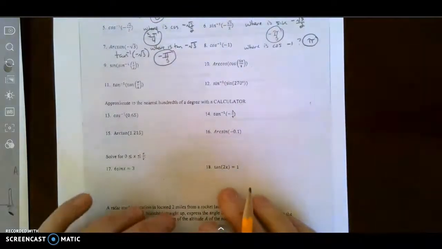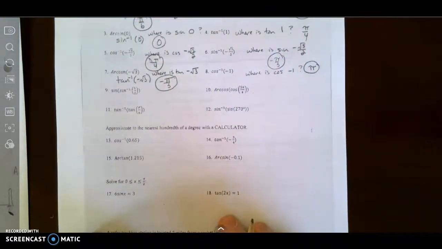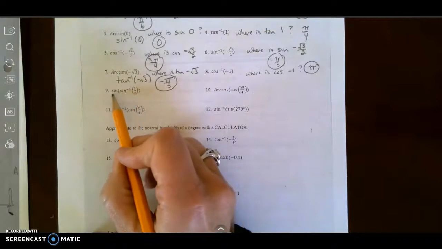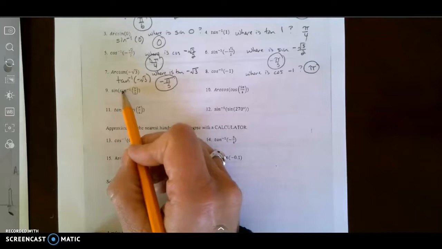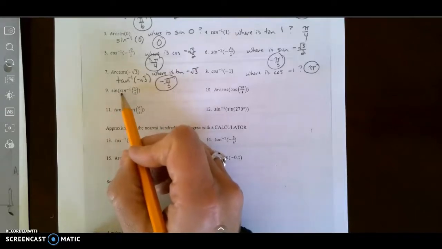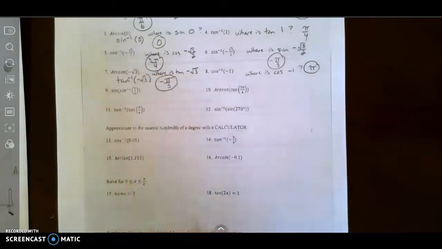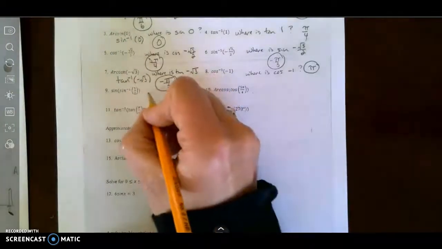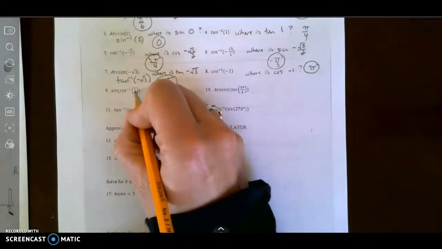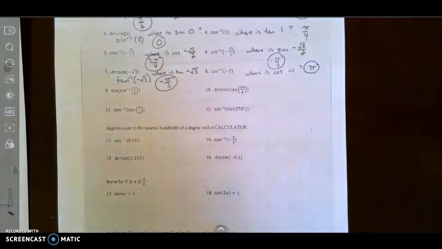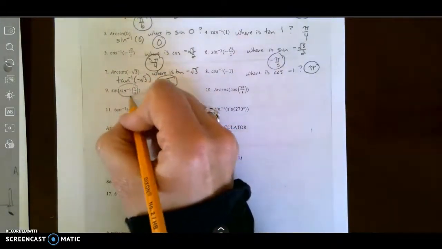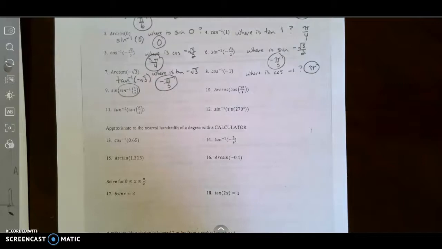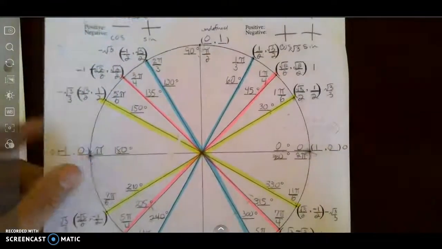All right, now here they're saying find the inverse and then find the sine. Now a lot of times we think, well, wouldn't they just cancel each other? Sometimes they do, sometimes they don't. So we need to look at the unit circle so that we always work from the inside out. So the first question is, where is sine 1/2? So I'm answering this first.